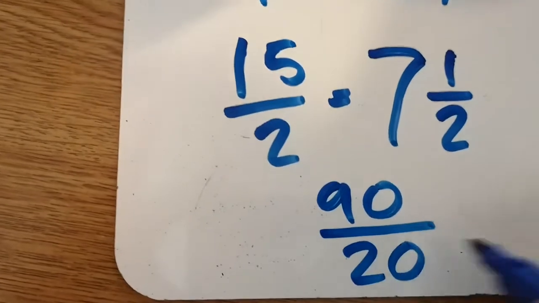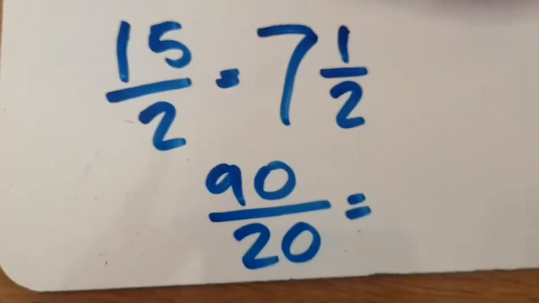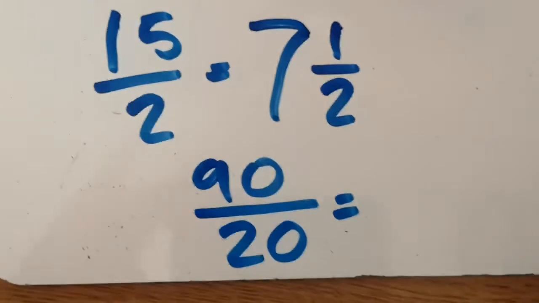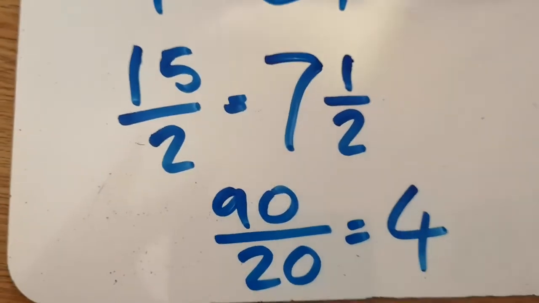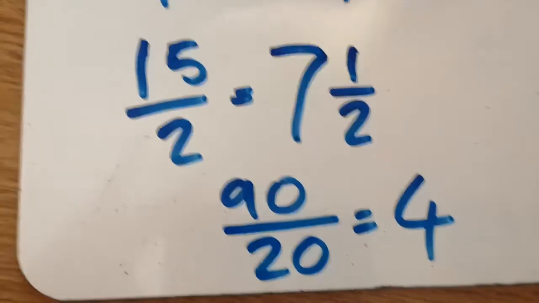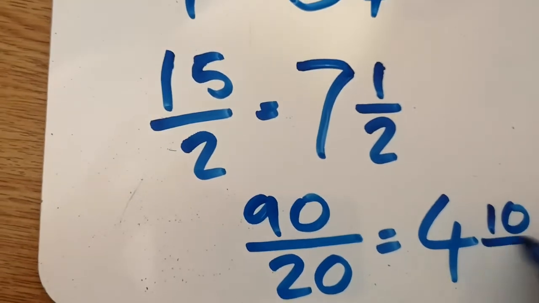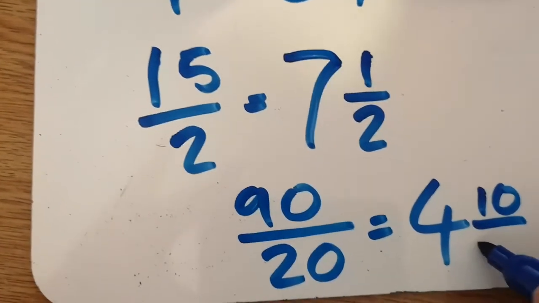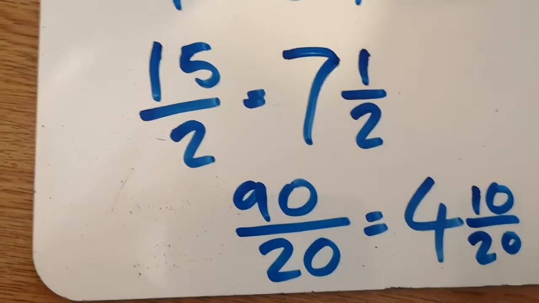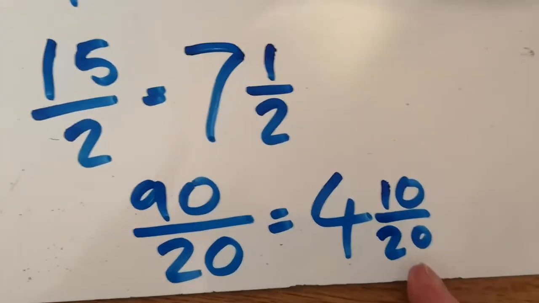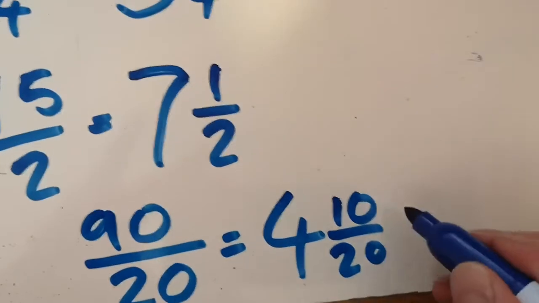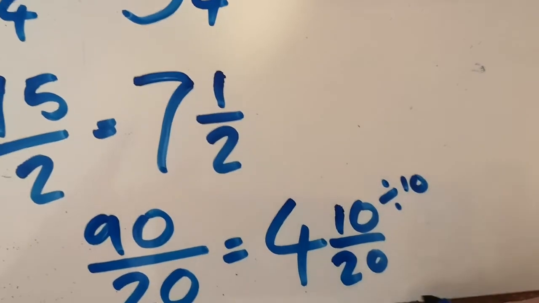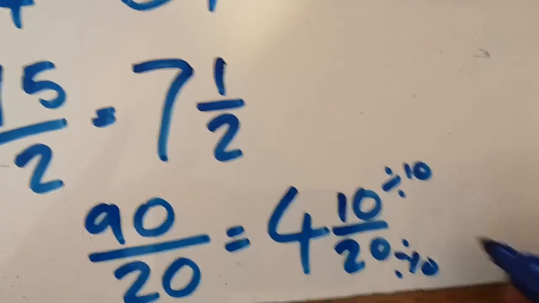If I have 90 over 20, if I count up how many times 20 goes into 90, it goes 4 times. 4 20s are 80. What's left over? 10. So my bottom number stays the same. That's going to be 20. Now if you look at this, you might see you can actually cancel it down a bit further, 10 over 20, because obviously both of these numbers divide by 10. 10 divides by 10 and 20 divides by 10.